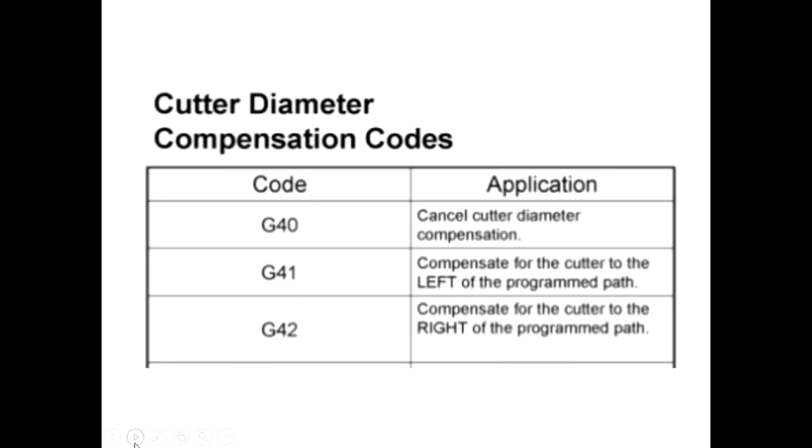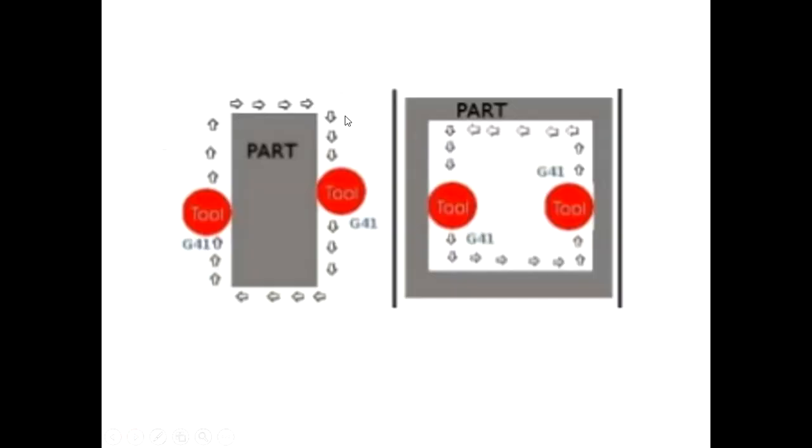Now, there are three codes that we can use for cutter diameter compensation: G40, G41 and G42. G40 is used to cancel the cutter diameter compensation. G41 is used to compensate the cutter to the left of the programmed part, and G42 is to compensate the cutter to the right of the programmed part. Let's see how G41 and G42 can be used in the program, and G40 is for cancelling G41 and G42.